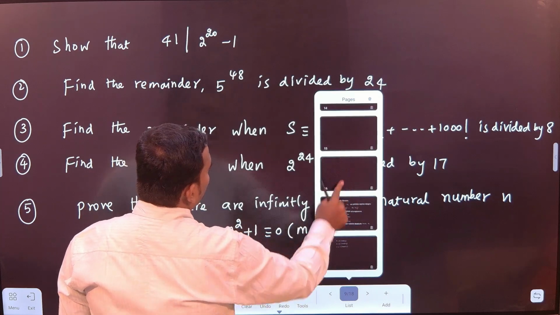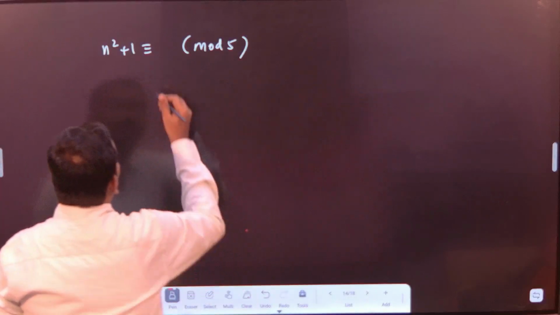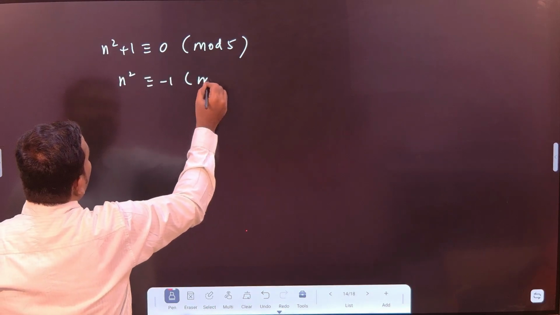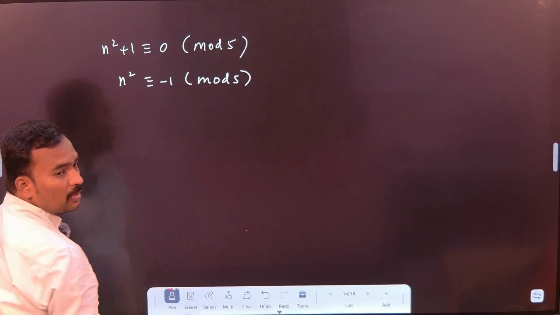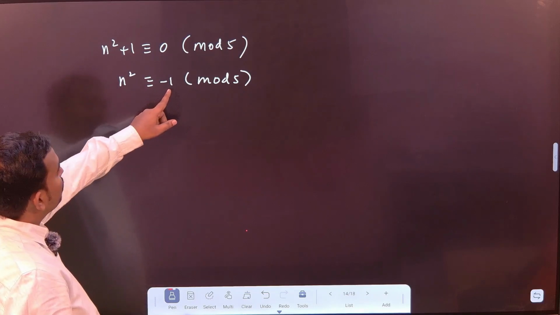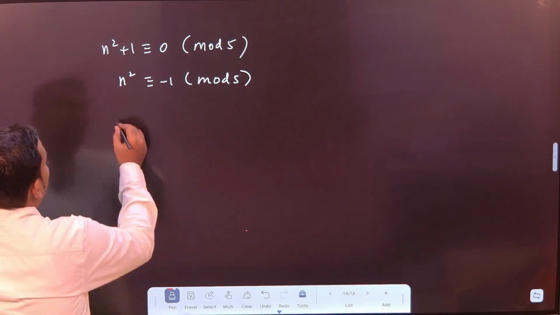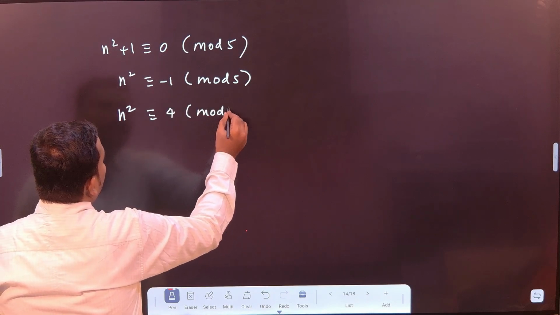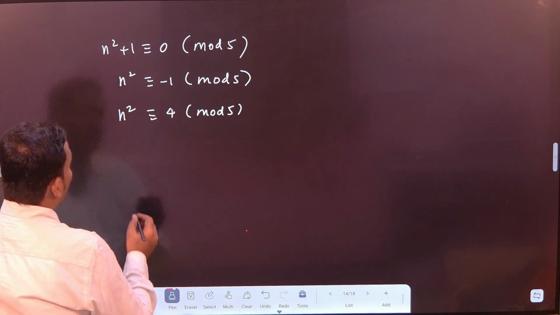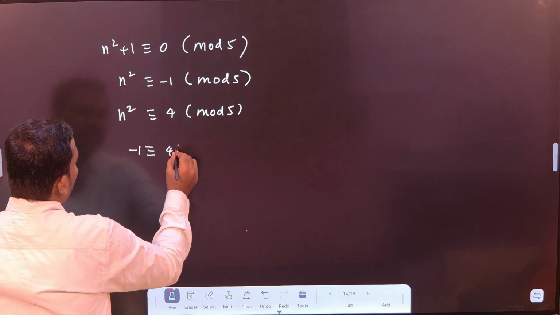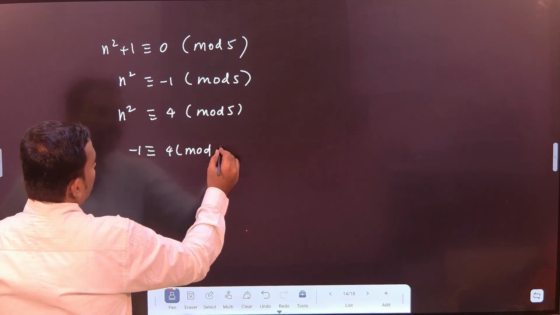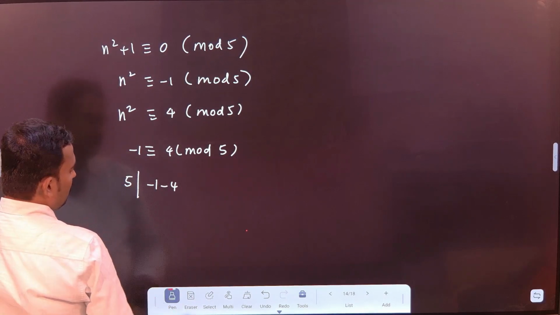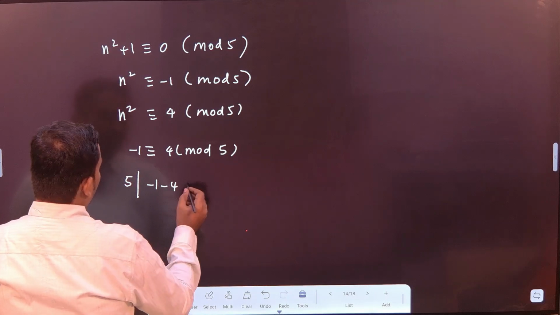Congruent to 0 modulo 5. That means n square is congruent to minus 1 modulo 5. But you can see minus 1, 5 is there. Equivalently, how to write? 4 modulo 5, you can see. Check whether it is correct or not. Let's see, minus 1 is congruent to 4 modulo 5 or not. Yes, it's true. Right? Correct. Okay.